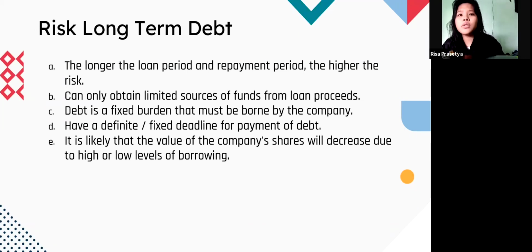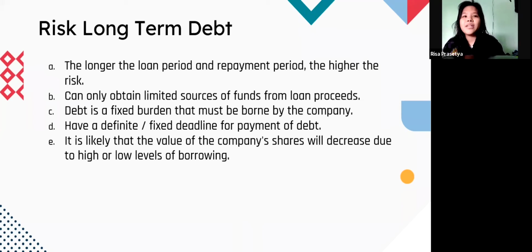Long-term loans can be seen from various sides, namely as follows. Long-term loan holders are the investor and creditors, and the issuance of long-term debt involves the issuer and debtor. And then, risk of long-term debt.